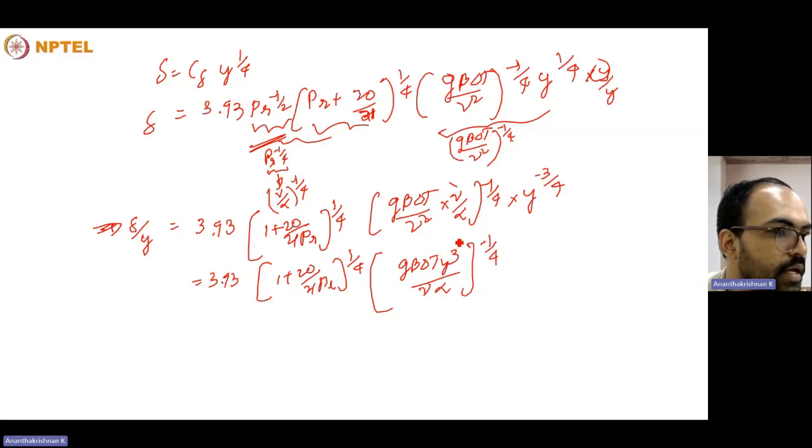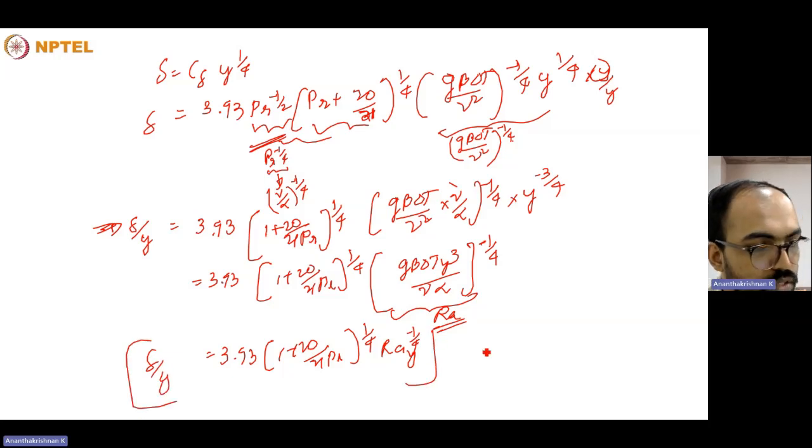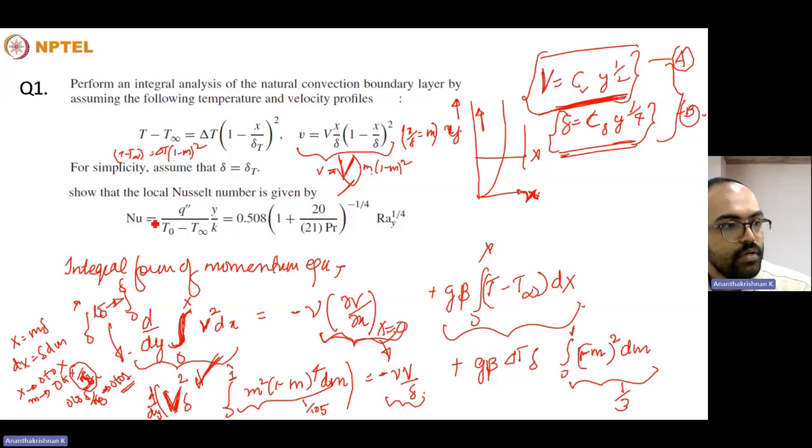When you take it inside, it will go on the top. 3 will go on the top and minus will remain here. So this will be equal to Rayleigh number, and it will be equal to 3.93 into 1 plus 20 by 21 Prandtl number raised to 1 by 4, Rayleigh number at y raised to minus 1 by 4. It's delta by y. So you have an equation for delta as well here. Now, what we need is the Nusselt number. We need to prove that the Nusselt number obtained by the heat transfer coefficient into y by k follows this form.